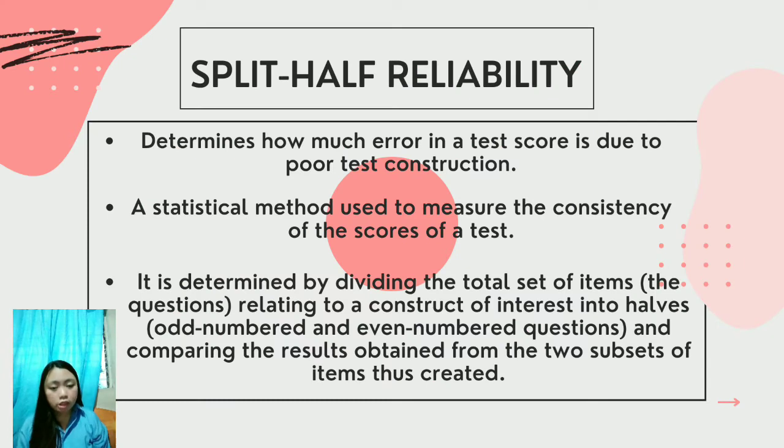Now let us first discuss split half reliability. Split half reliability determines how much error in a test score is due to poor test construction. It is a statistical method used to measure the consistency of the scores of a test, and it is determined by dividing the total set of items, which are the questions relating to a construct of interest, into halves, which are odd-numbered and even-numbered questions, and comparing the results obtained from the two subsets of items thus created.